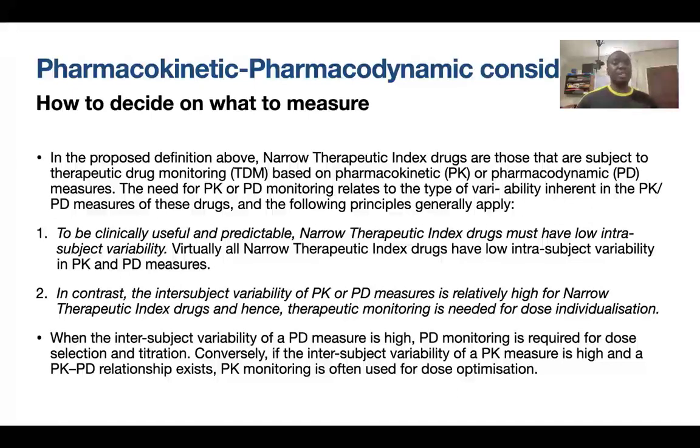Now, when the inter-subject variability of the PD measure is high, note that PD monitoring is what is required. Conversely, if the inter-subject variability of a PK measure is high and a PK-PD relationship exists, of course, PK monitoring will be used for dose optimization in such a patient, right?